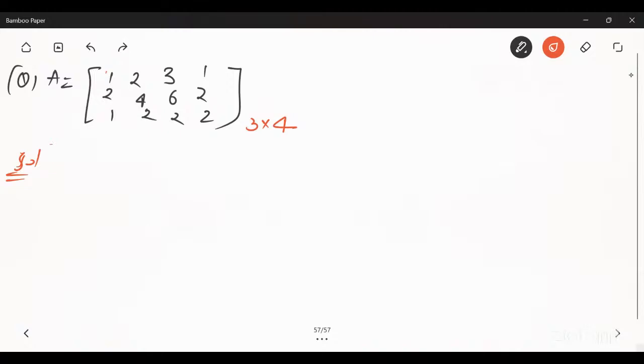But here I can solve it by the Euclidean form. So how can I solve by the Euclidean form? That was R2. So if I apply R2 tends to R2 minus 2R1, what do I get? R2 tends to R2 minus 2R1 means 2 minus 2 into 1 is 0. 1 2 3 1, 1 2 2 2. Just a minute.